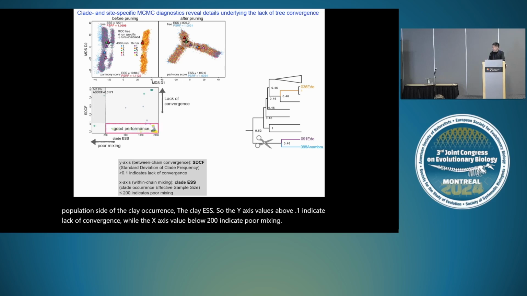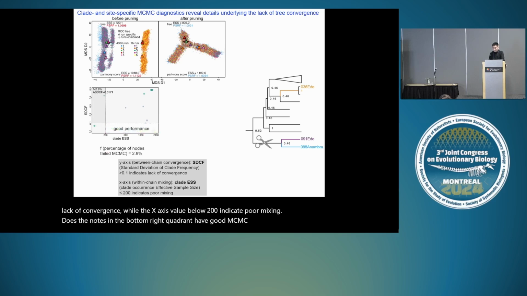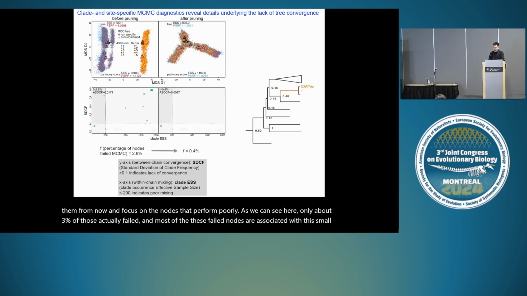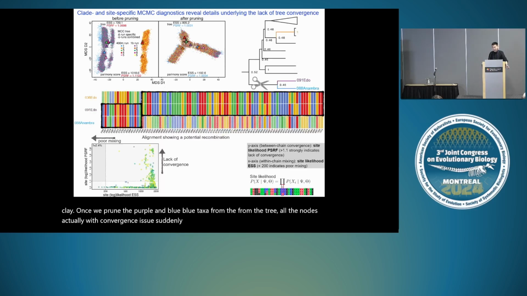Do the nodes in the bottom right quadrant have good MCMC performance? So let's hide them for now and focus on the nodes that perform poorly. As we can see here, only about 3% of nodes actually failed, and most of these failed nodes are associated with this small clade. Once we prune the purple and blue taxa from the tree, all the nodes with convergence issues suddenly disappear. Then the recombination event can also be identified with site-specific MCMC diagnostics.